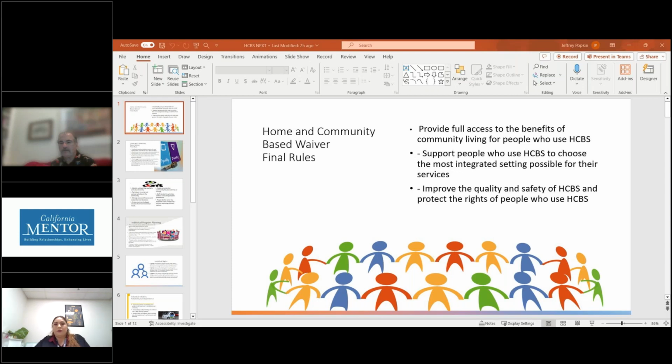The rule is to provide full access to the benefits of community living for people who use HCBS. So, in a nutshell, what that means is that people who are getting HCBS services are supposed to have full access to the community. Some of you may have been at Kern Regional Center in late July, early August when Dr. Pomerantz came and did a presentation.